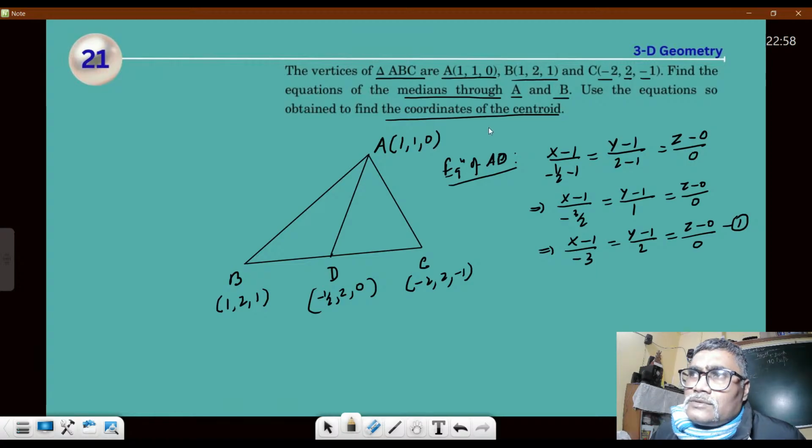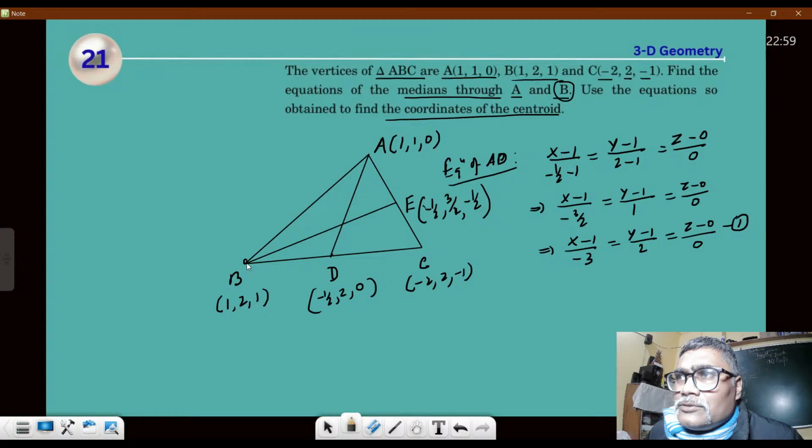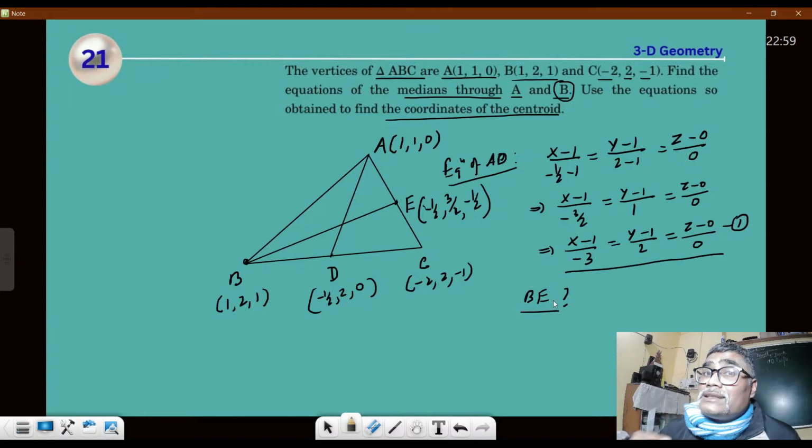Now, if you observe, they are asking you to find the second median also. So for the second median, what will you do? From B, you have to join the middle point. So you give the name of the middle point as E. E can be easily found, right? If you find it, it is (-1/2, 3/2, -1/2). Now you know the point B, you know the point E, so you can find the equation of BE, similar to what I found for AD. I'm not going to completely do this. So this way you can find the equation of the other median.